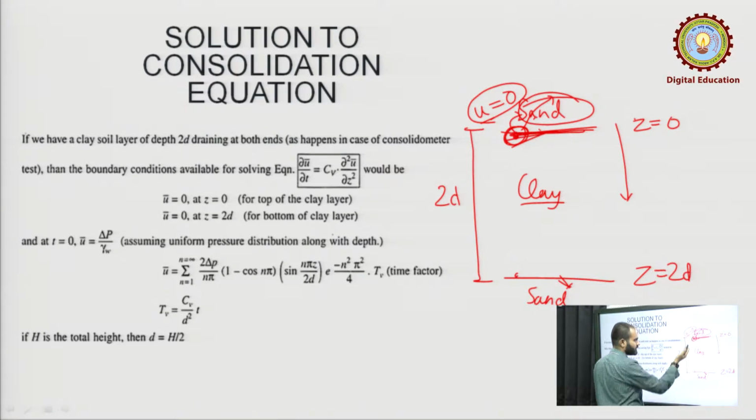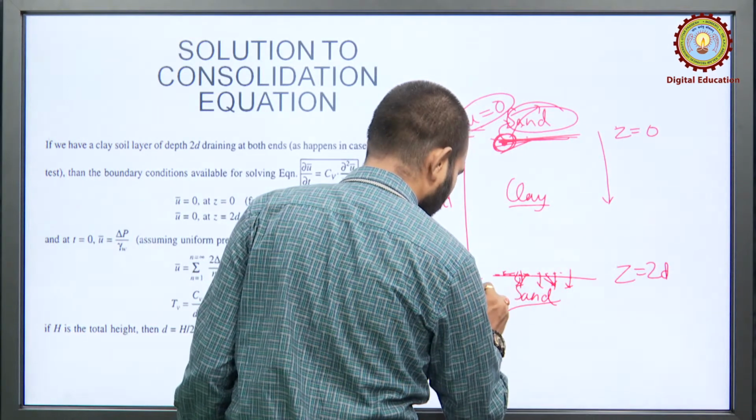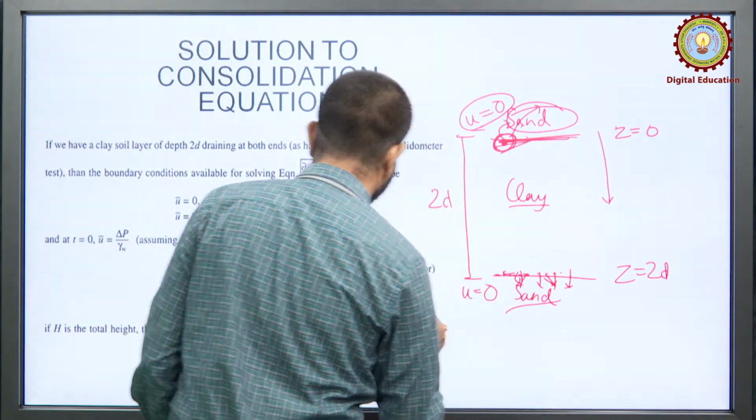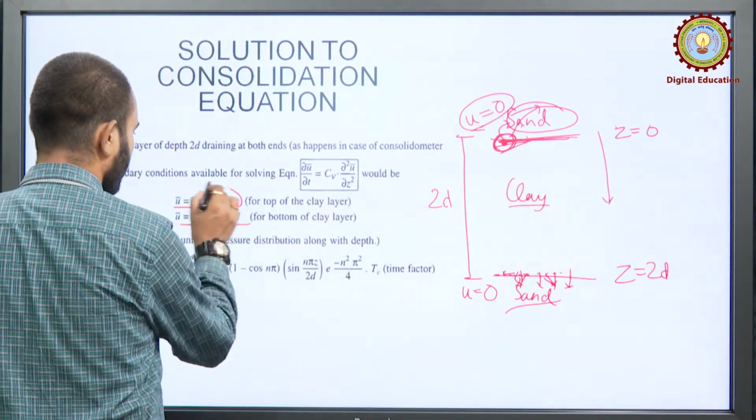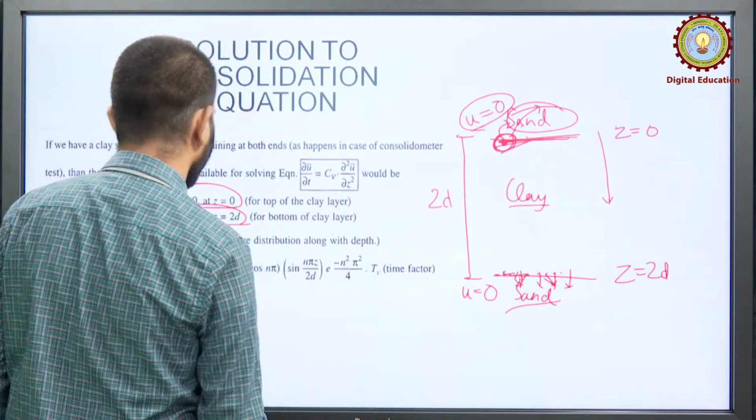And what about this part? Same concept, because here also we have sand. The water molecules which are here, if they try to exert pore pressure, will get out from here and no pressure will be exerted. So, U also will be 0 here. So, this is the condition: at 0 it is 0 and at 2d also 0. This was the concept.